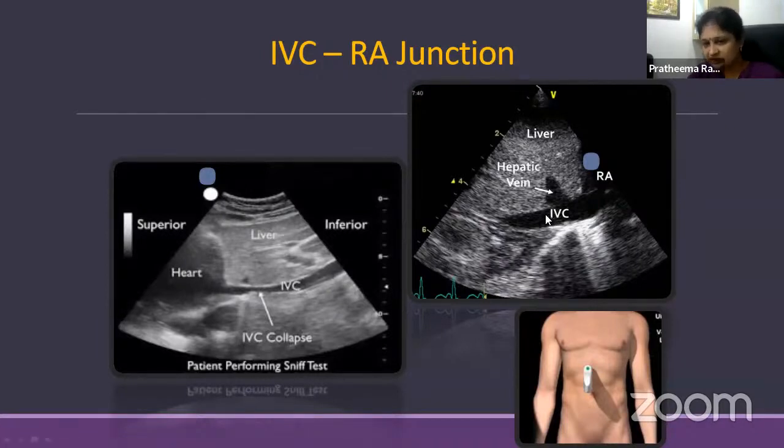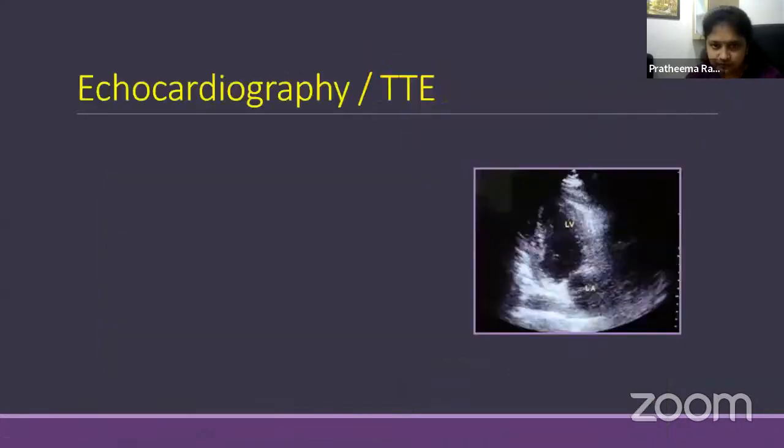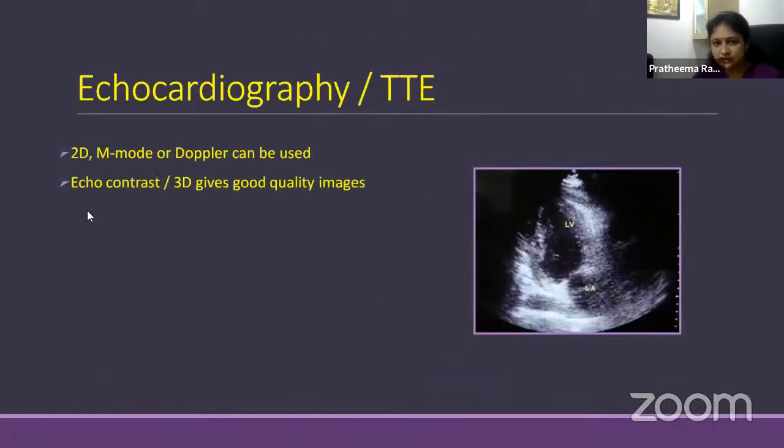So if the IVC is full, but the patient's lung ultrasound is better and it doesn't have B lines, which is evidence of increased fluid overload, then we can give more fluids. So that is how we use the echo probe at the bedside. So then comes the TTE. Here we have all the modes, 2D, M mode, and Doppler, which can be used, and echo contrast. 3D images also can be seen in this.